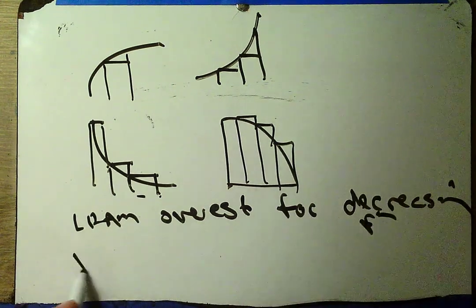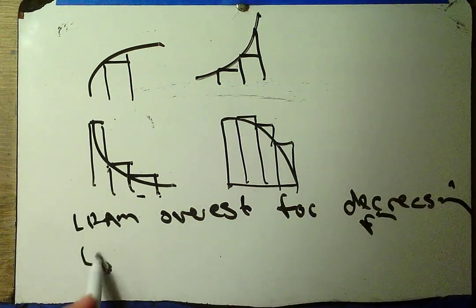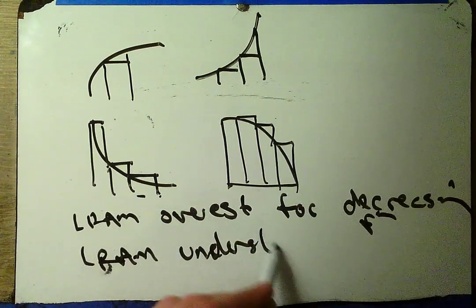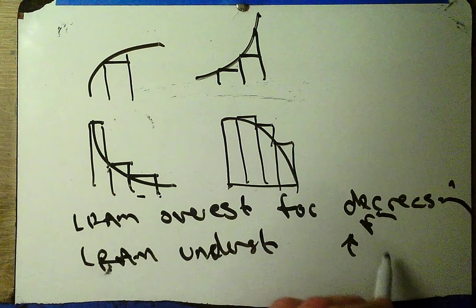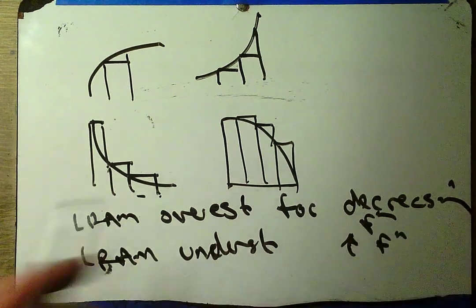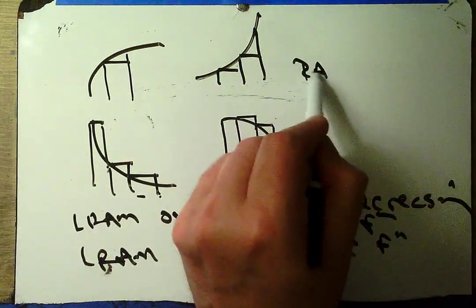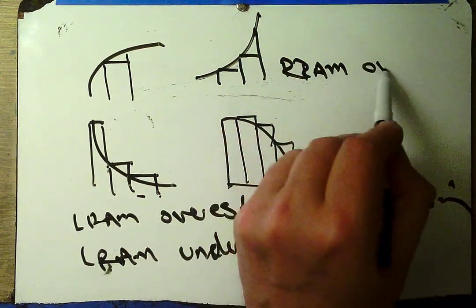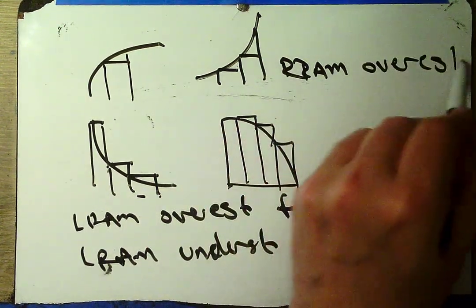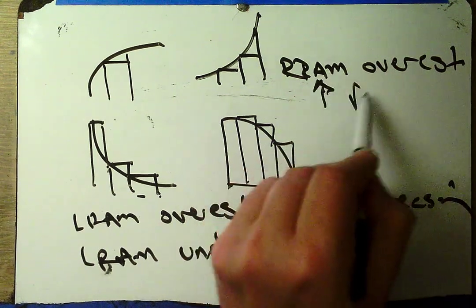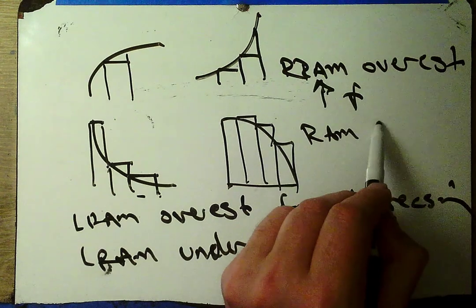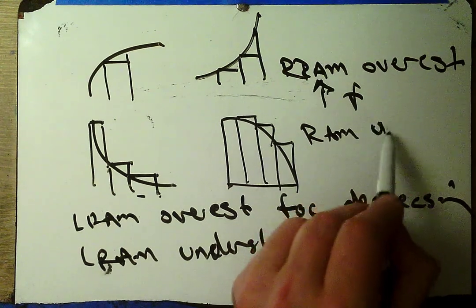Okay? So LRAM is an overestimate for a decreasing function, and LRAM is an underestimate for an increasing function. And likewise, RRAM turned out to be an overestimate for an increasing function, and RRAM turned out to be an underestimate for a decreasing function.